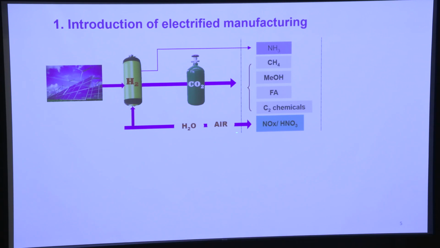You can also use electricity, using oxygen and nitrogen in the air to make nitric oxide, and eventually you make nitric acid and fertilizers from here. So I think this opens an enormous opportunity to make chemicals using electrified processes. But the key challenge, again, as we chatted yesterday, is how do you make cheap electricity and how do you make cheap hydrogen?